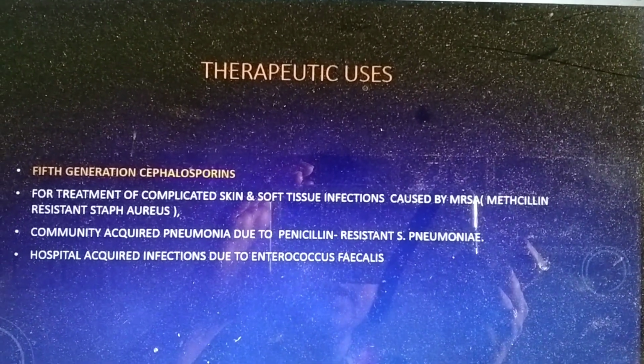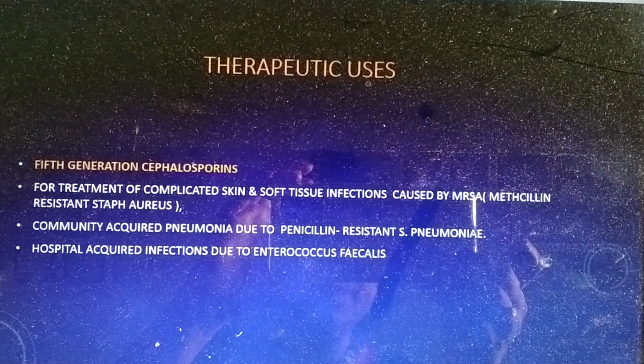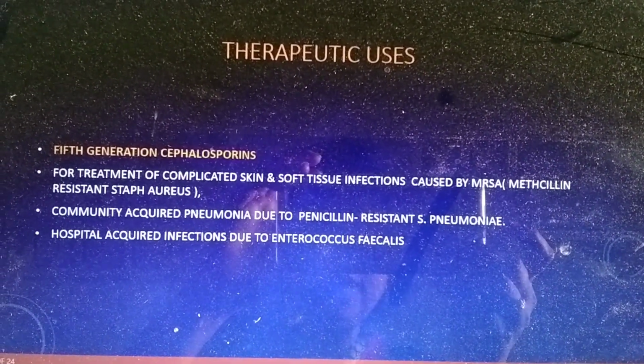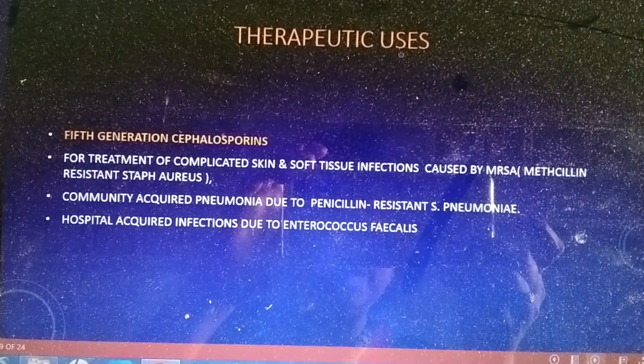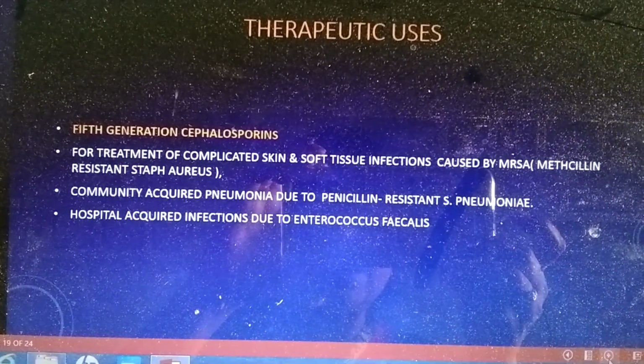The second use is in community acquired pneumonia due to penicillin resistant Streptococcus pneumoniae. And the third use is hospital acquired infections due to Enterococcus faecalis. So these are important uses of the fifth generation cephalosporins.